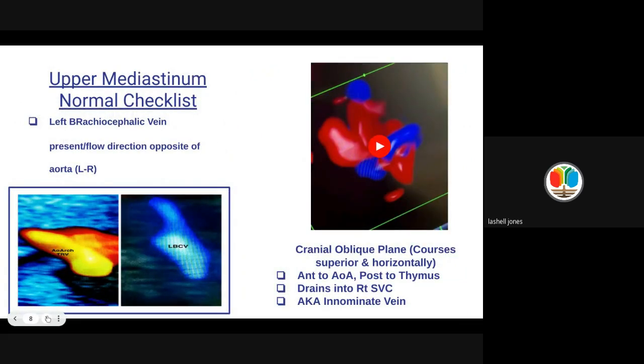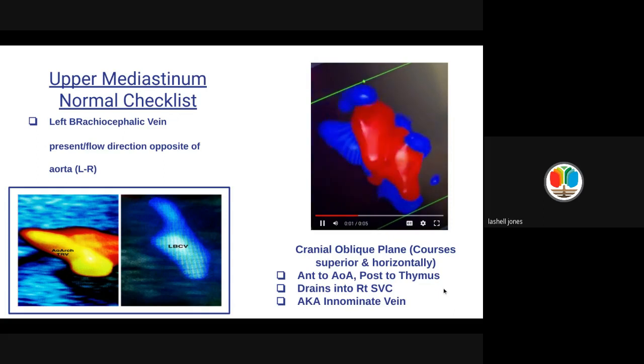All right. So when we get to the top of our sweep, this is going towards the fetal head. You're going to see your left brachiocephalic vein. The left brachiocephalic vein will be present. The flow is going to be in the opposite direction of the aorta because it is flowing differently. Let's see an example of that.